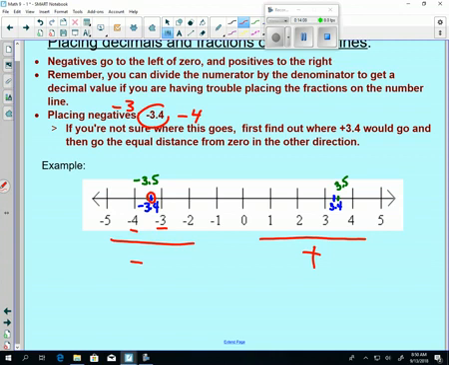So if you're not sure where to go, find out where 3.4 is, the positive. If you don't know where the negative goes, do the positive first. So 1, 2, 3, 4. Again, halfway between 3 and 4 is 3.5. So there is 3.4, positive 3.4 up there. And over here would be negative 3.4. Excellent. So there we are.